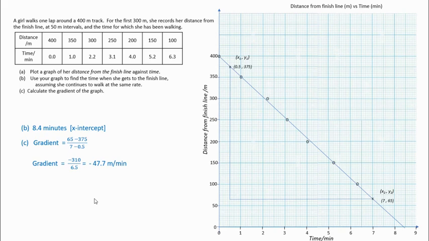Hopefully, this has given you a firm enough foundation to build on as it relates to graph work in physics.